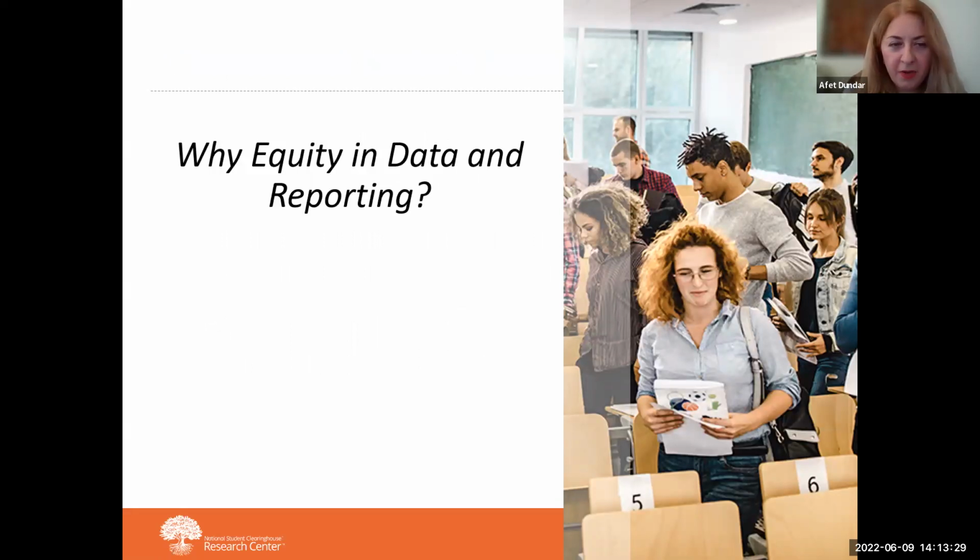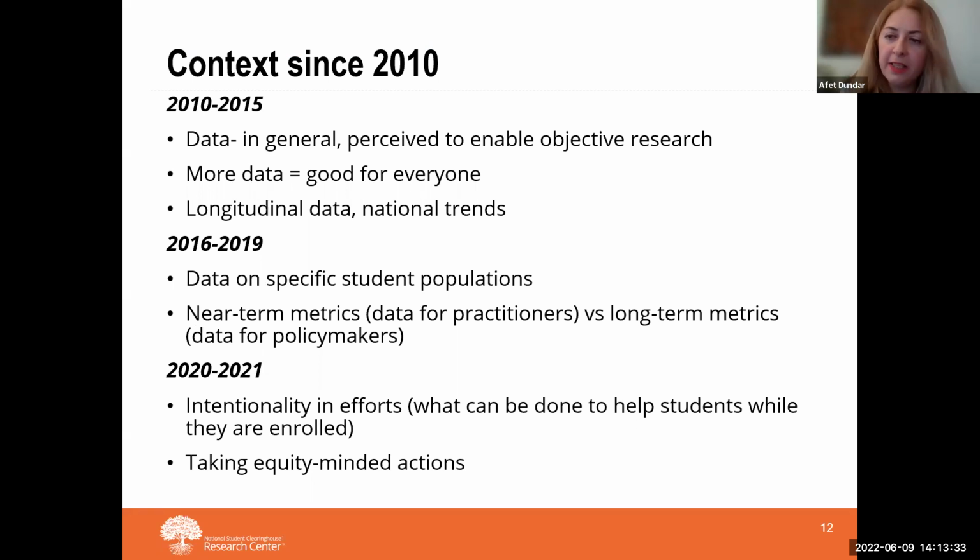Why equity in data and reporting? I want to provide context for how we were working with data and how that evolved since 2010. That's the year when the Clearinghouse Research Center was established, and we were tasked with using the data to produce these insights and metrics. Over the first 5 years, we really wanted to showcase the strengths of the data. Many people, perhaps still, say that data are perceived to be a good thing for everyone, that this enables objective research. And we specifically focused those years on longitudinal data and national trends.